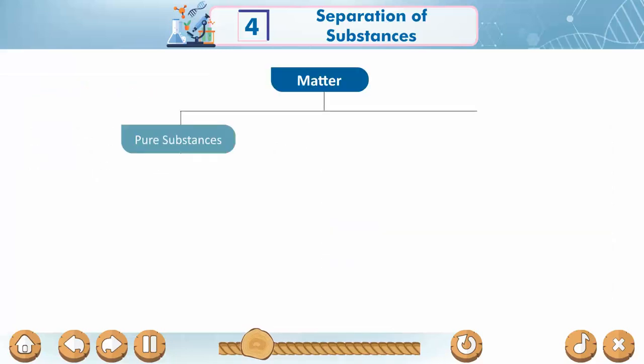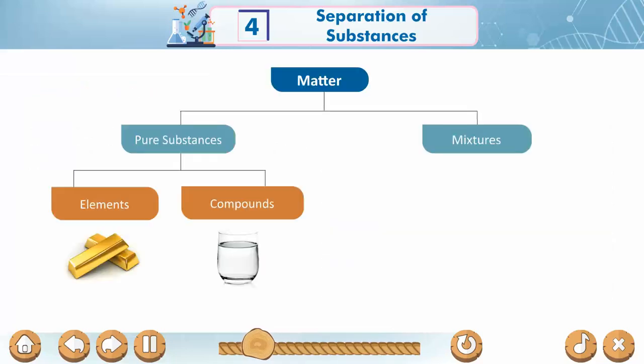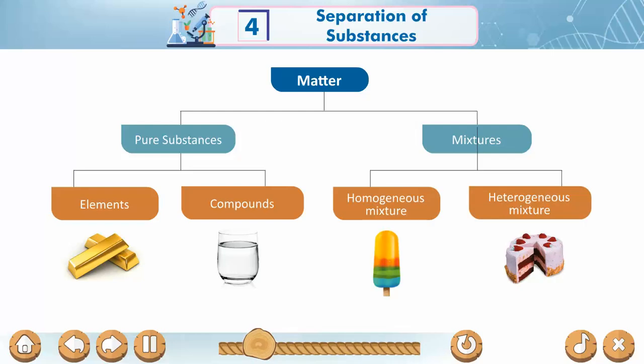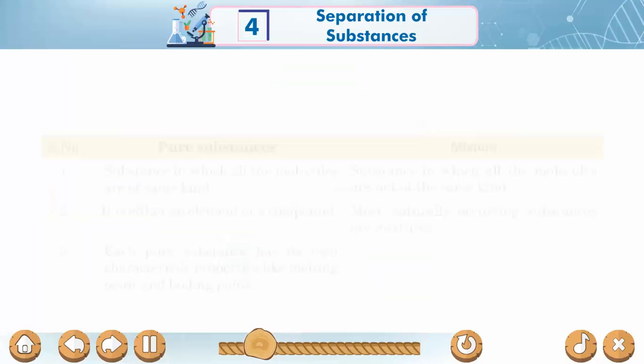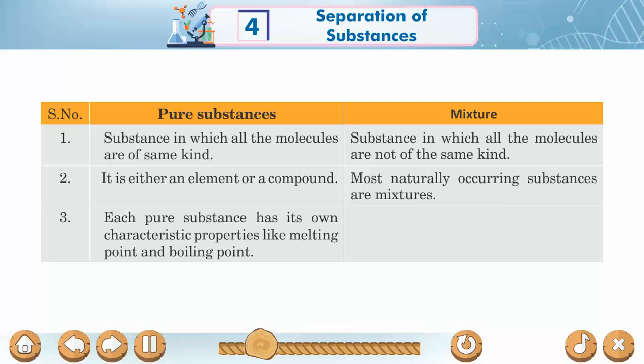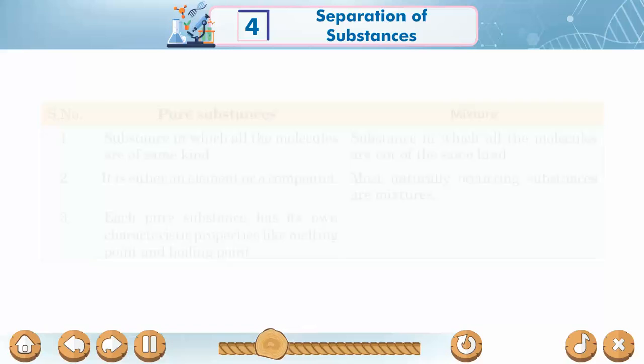Matter, pure substances, mixtures, elements, compounds, homogeneous mixture, heterogeneous mixture. Serial number, pure substances, mixture. 1. Pure substance: a substance in which all the molecules are of the same kind. Mixture: a substance in which all the molecules are not of the same kind. 2. A pure substance is either an element or a compound. Most naturally occurring substances are mixtures. 3. Each pure substance has its own characteristic properties like melting point and boiling point.